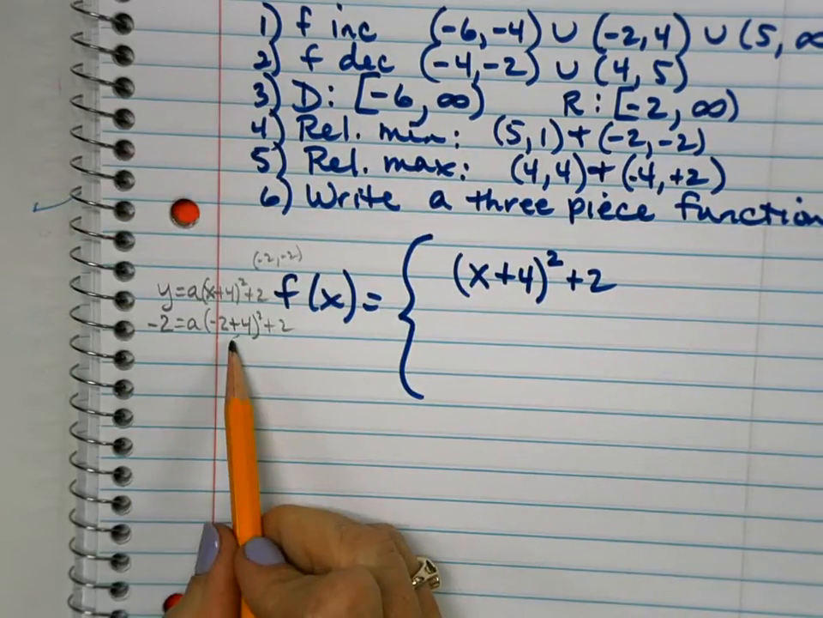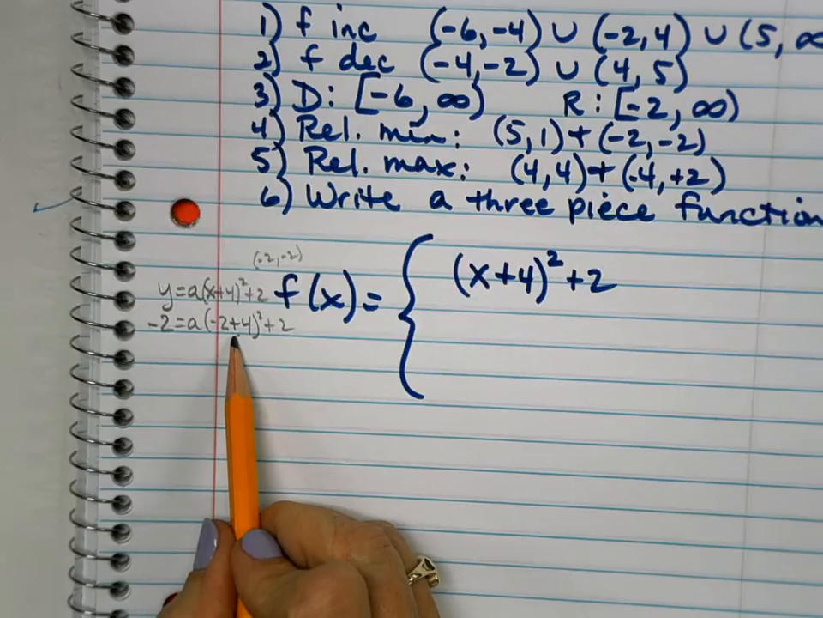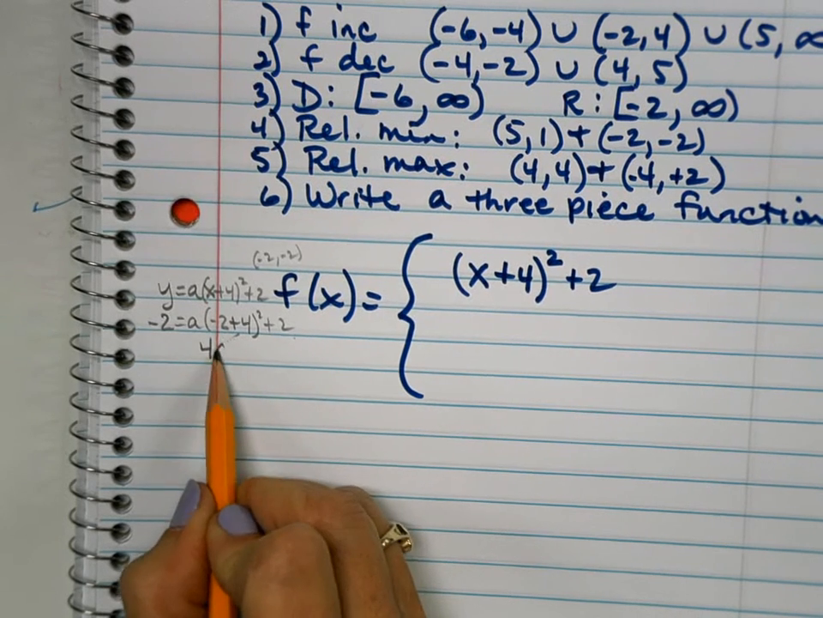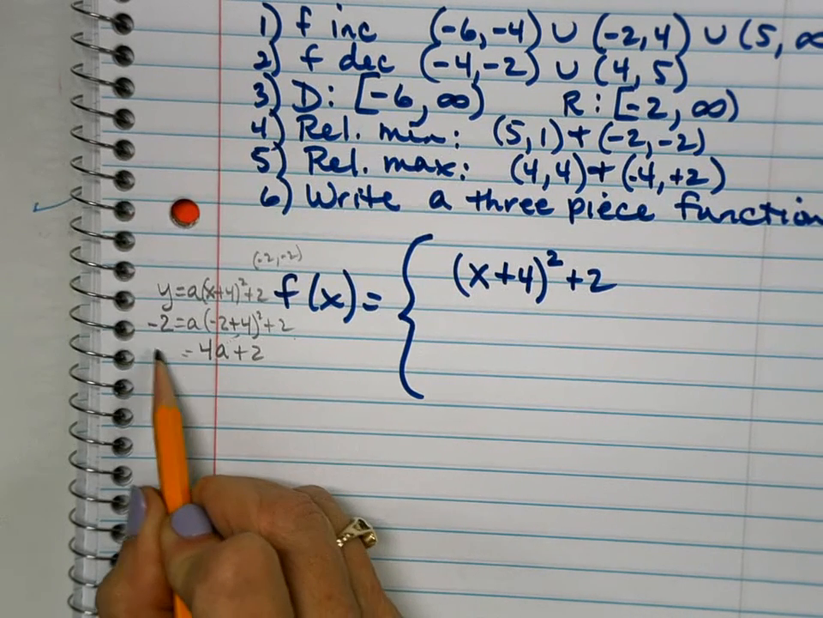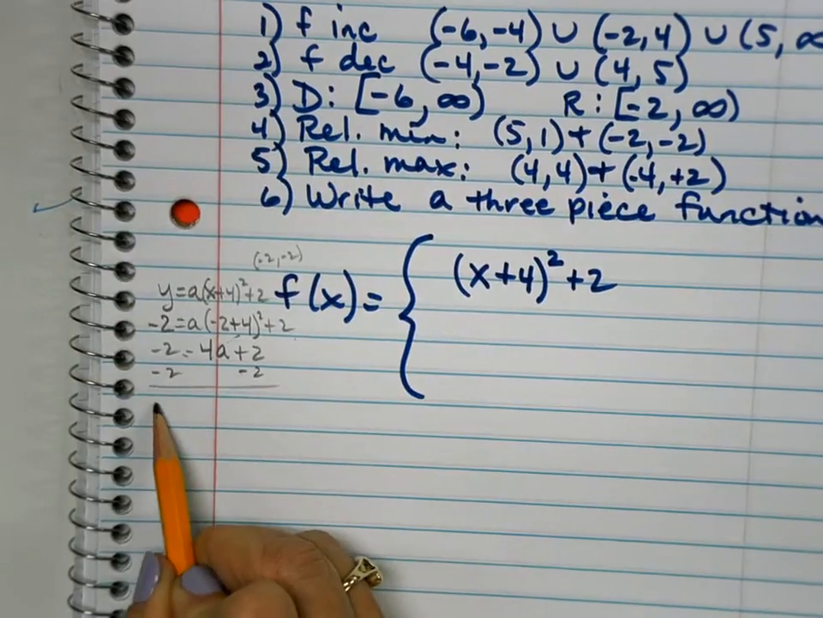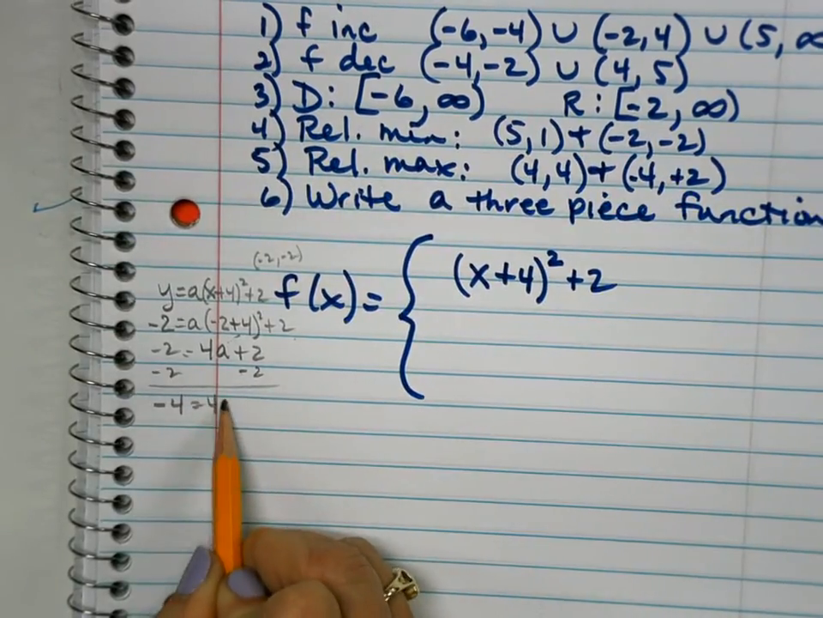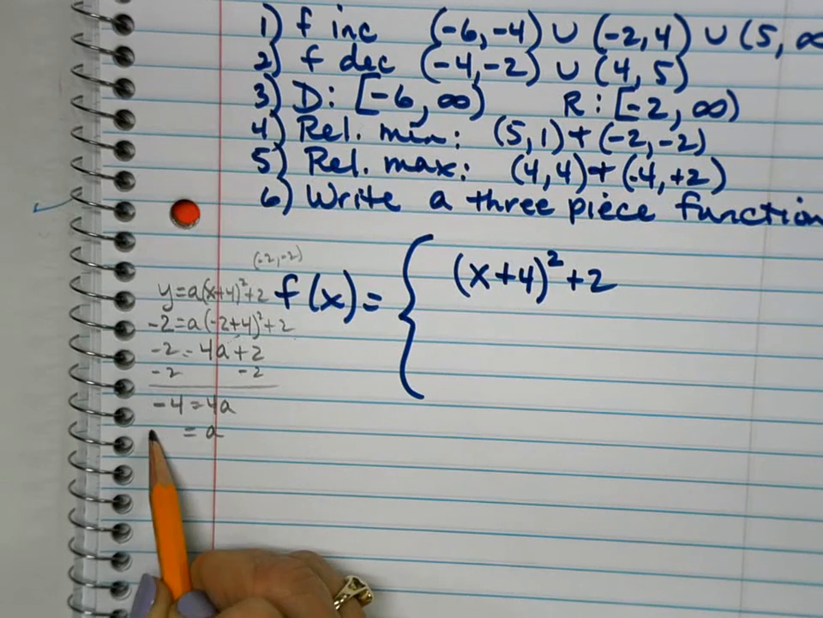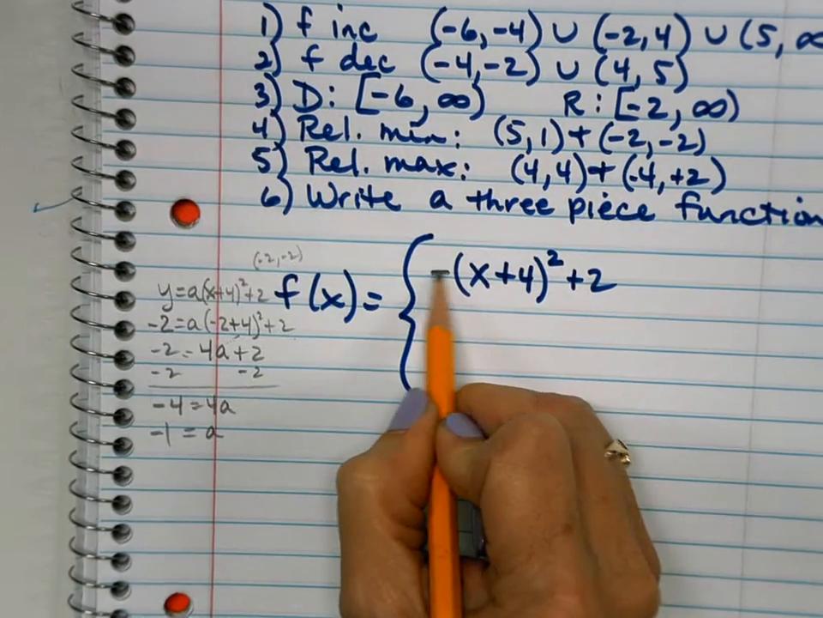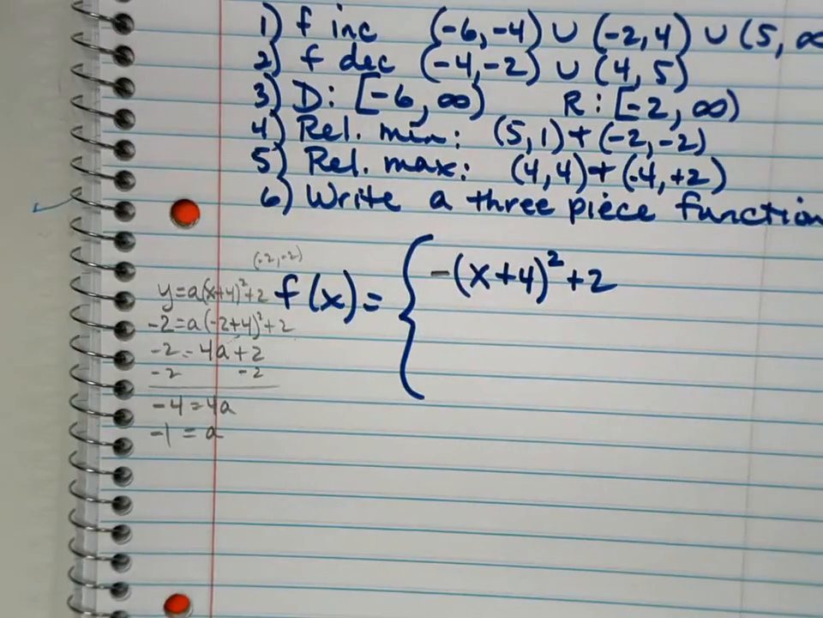Negative 2 plus 4 is 2 squared, 4. This becomes 4. Can I add this to? No, put it with the a, right? It's 4a plus 2 equals negative 2. You want to subtract the 2 then, and we'd get negative 4 equals 4a. So what's my a? Negative 1. It kind of looked like it didn't end up, but we do need the negative, which we could have figured because it opens down.